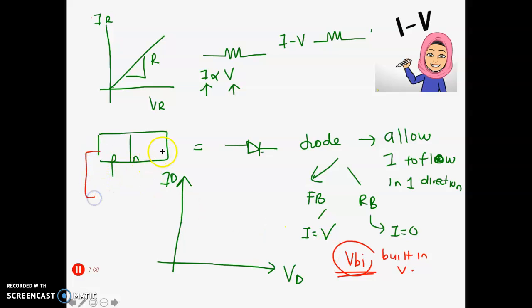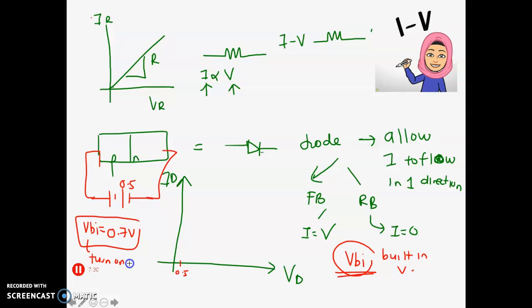So let's say now we apply forward bias, plus and minus. Your VBI, your turn on voltage here, is 0.7 for this diode. So if I start to apply 0.5, do you think this will be turned on? This is what we call the turn on voltage. No, because it is less than your VBI. So your current here will still be 0.